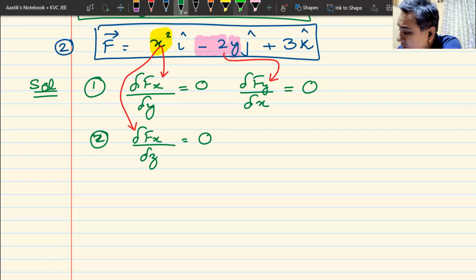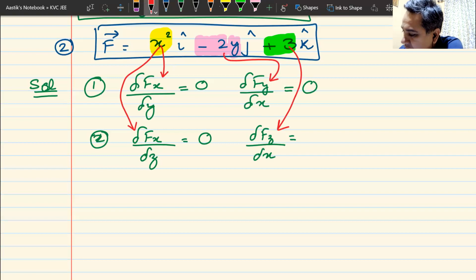Then I'll have to find out the partial derivative of this plus 3k. Let us find it out. Partial derivative of fz with respect to x. Zero. I need to put it here. Yes, this is definitely 0. 0 is equal to 0. Second condition is met. Let us now move on to the third condition.